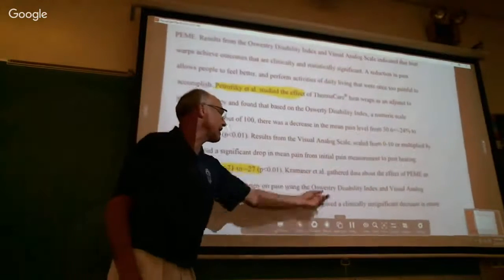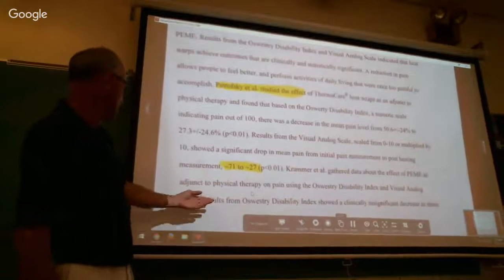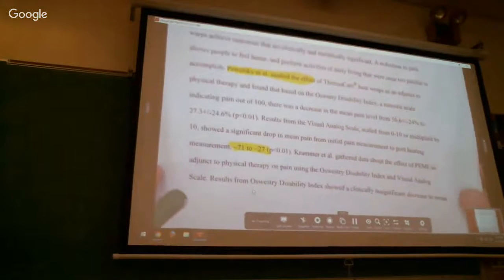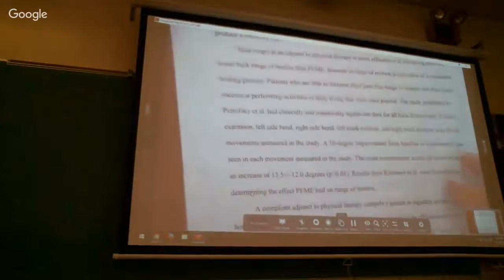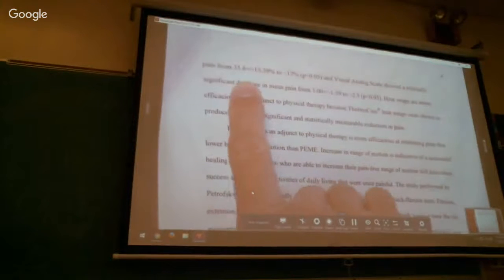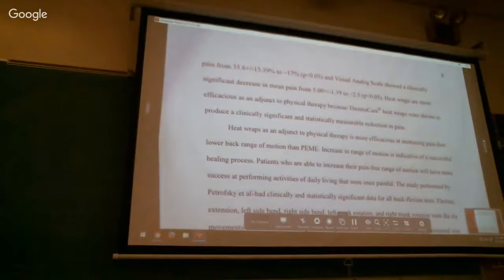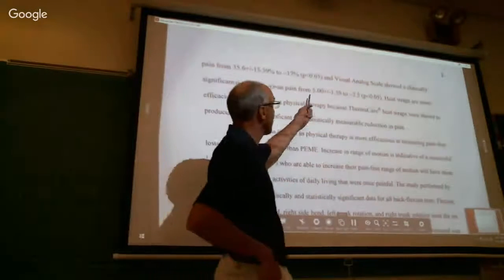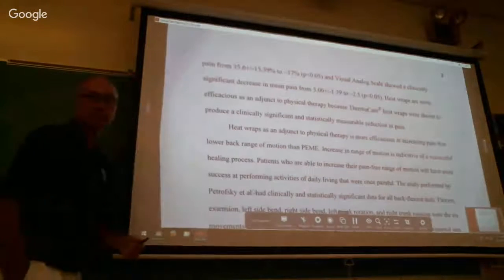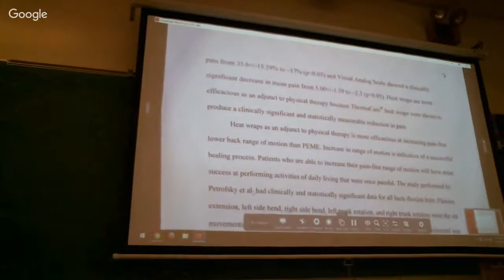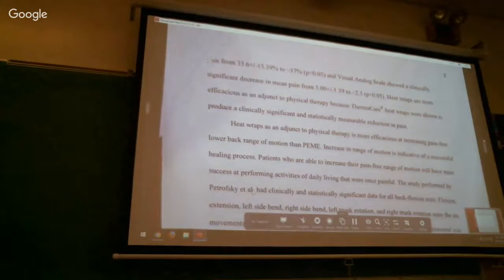But these guys gather data about the effects of PT and exercise as an adjunct, right? So now he's comparing. So let's find out what he finds here. And they went from 35 to somewhere around 17 with a p-value below 0.05. And they went from mean pain from 5 down to a 2. So what does all that mean? Does it mean that this was ineffective? I mean, both the p-values show statistical significance, right? So they're saying that they moved.